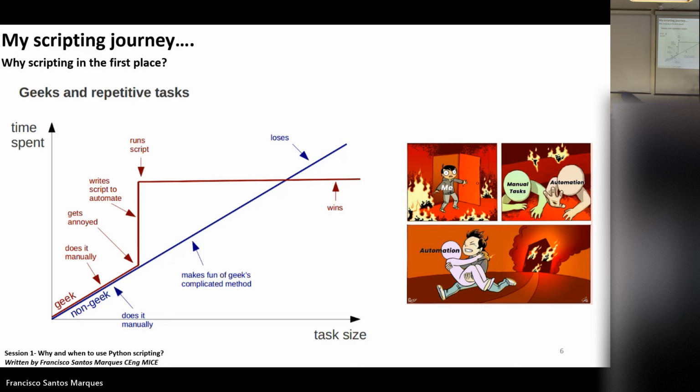Usually in civil engineering we have a tendency to follow always the same recipe, because it's the recipe that everyone follows, and why change if it works? Which kind of works when your task size is very small. But it reaches a point where you have to do a lot of repetitive tasks, a lot of repetitions, and the task gets bigger.